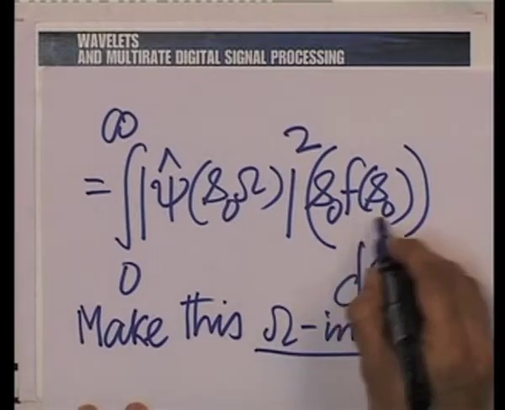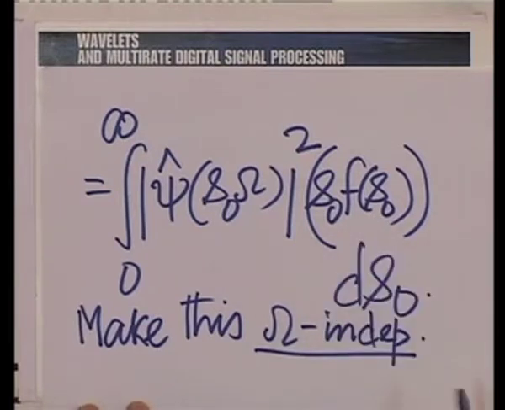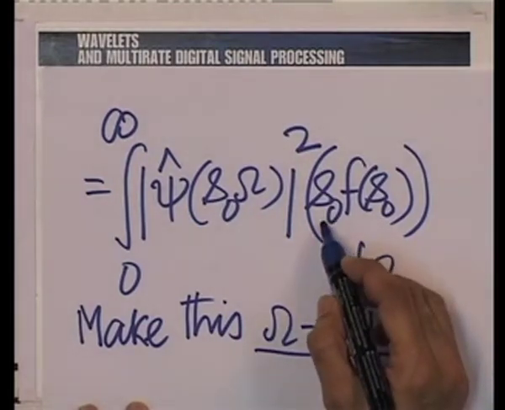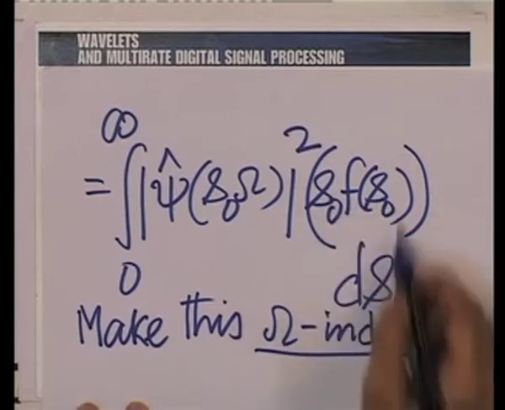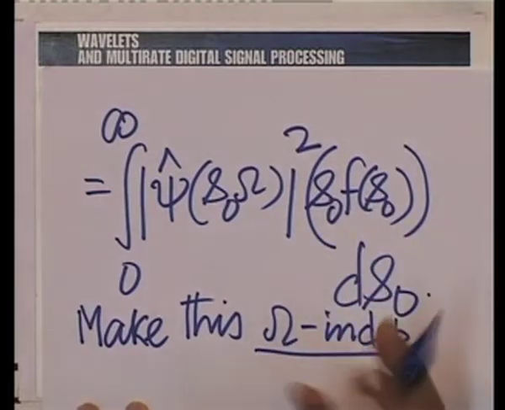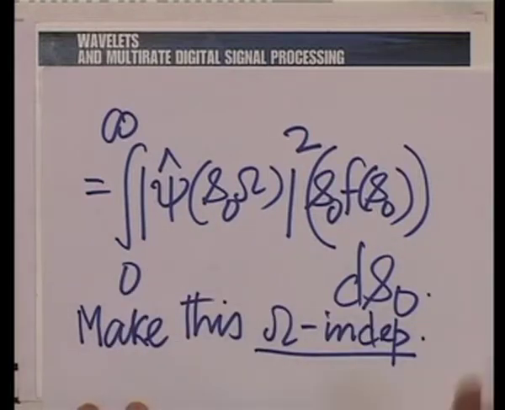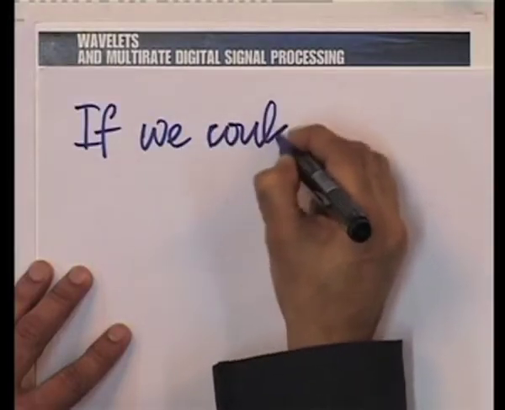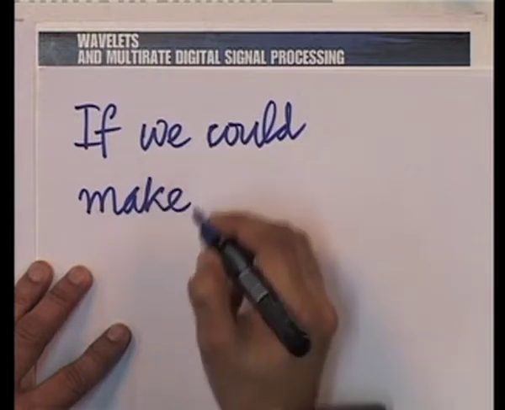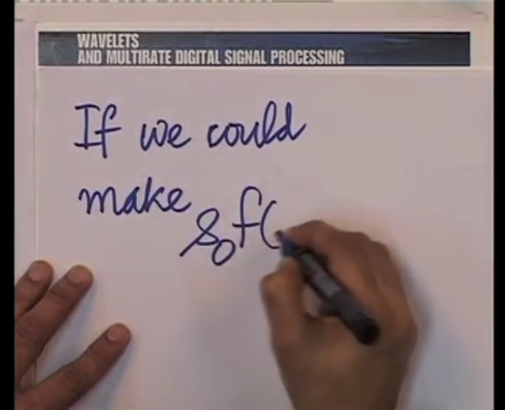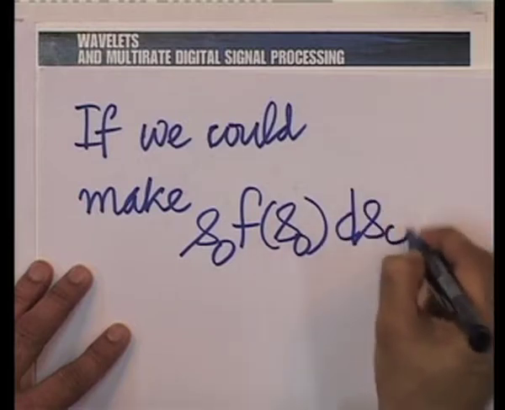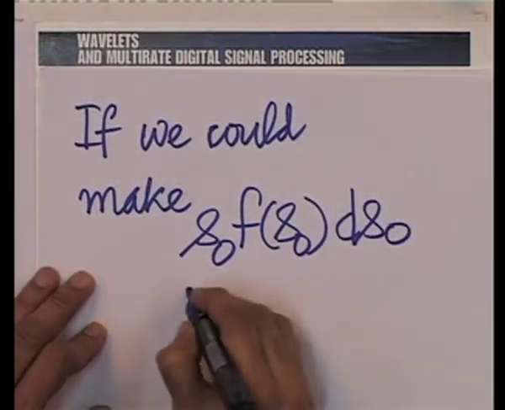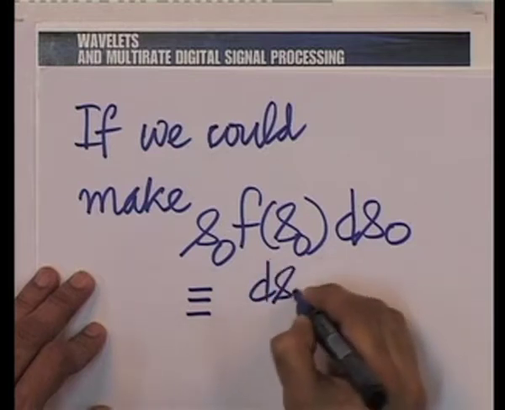And that is where the role of this weight function is. We will employ S naught f S naught dS naught. You know, this part can be nicely configured to make this integral independent of omega. And to do that, we use the following lemma. If we could make S naught f S naught dS naught essentially equivalent to dS naught by S naught.